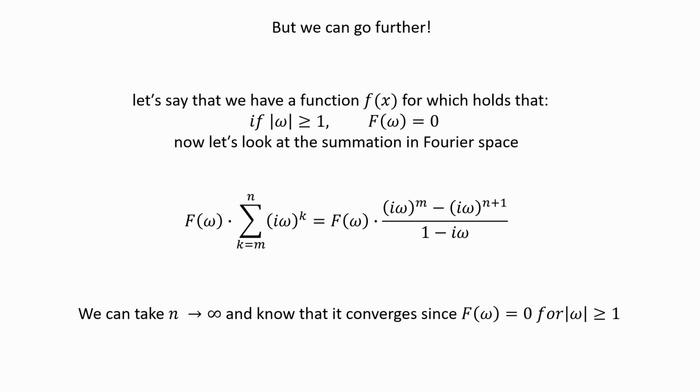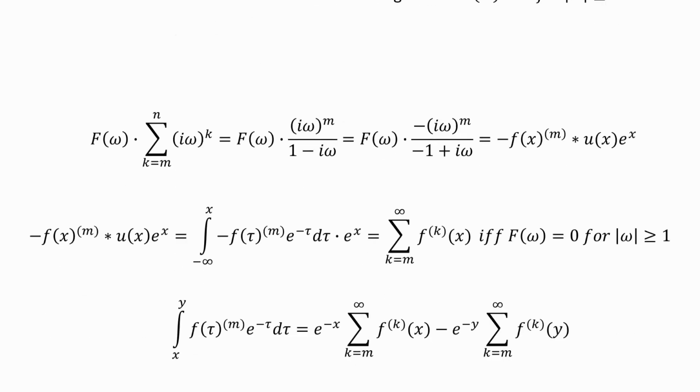Namely, if we look at the summation in the Fourier space, we can take n to infinity, because as we take n to infinity, it converges always to 0 because our modulus is always smaller than 1 when a Fourier transform function has any value which is not 0. This is an amazing property which you can now work out.